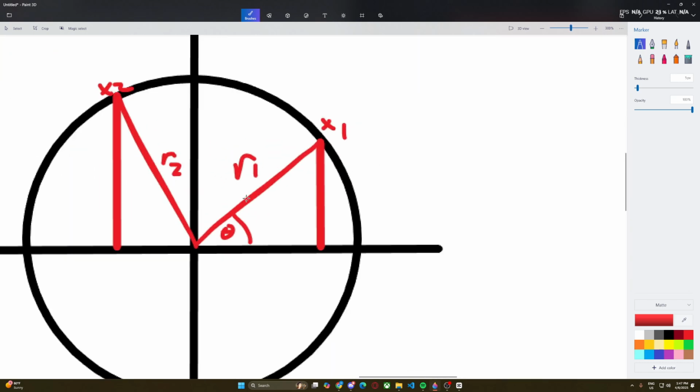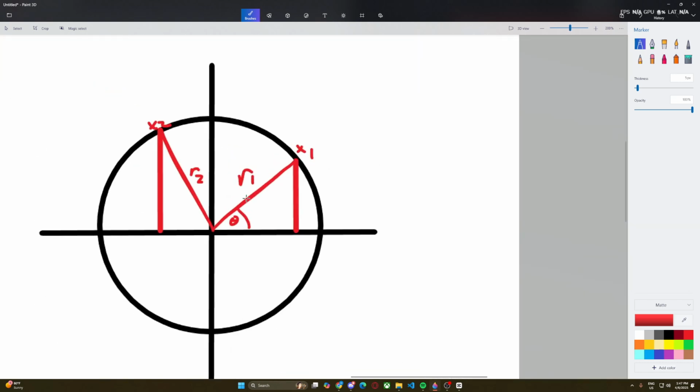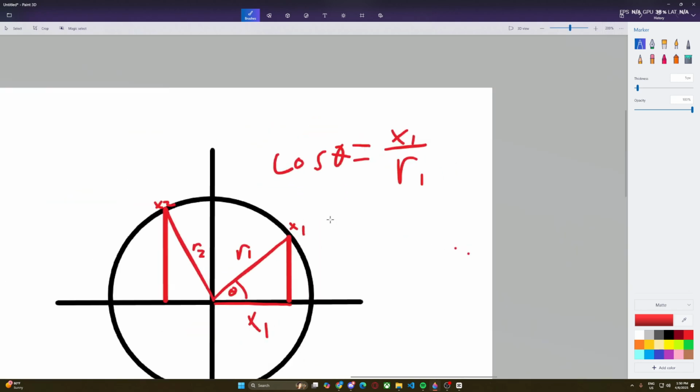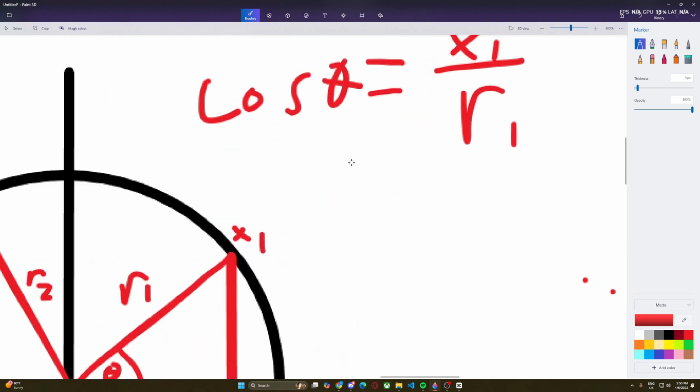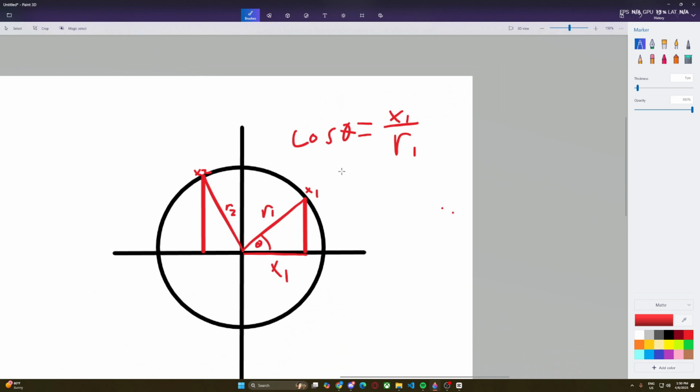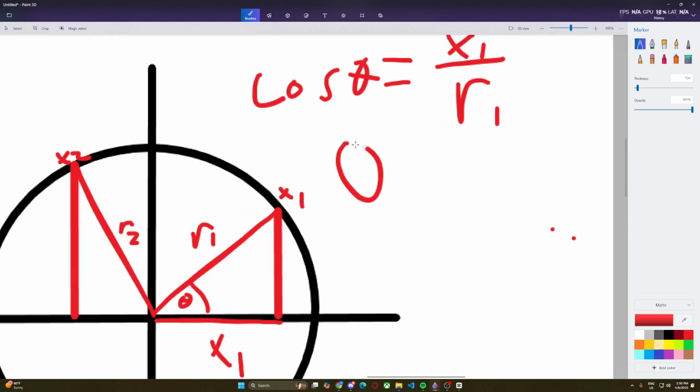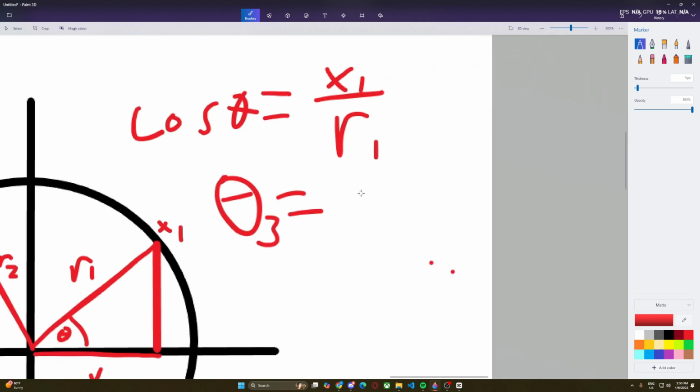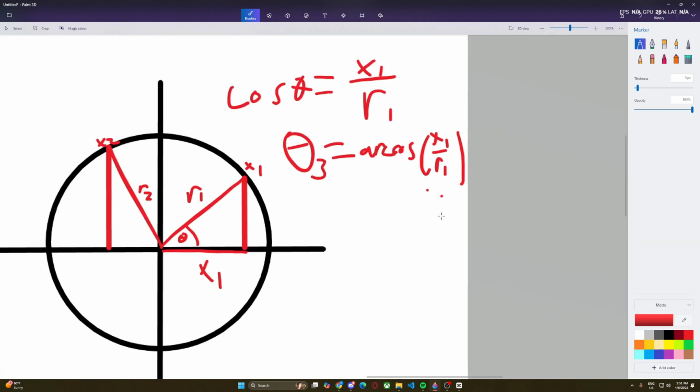Well, in order to find the angle, we know from what's given already that this is x1 and that's r1. So x1 over r1 equals cosine theta. Anyways, I don't know why I'm really finding the angle. It doesn't matter for the integral, but it's just to check your work. I don't even know why I'm doing this, but just showing you. So theta 3 equals arccos of x1 over r1.